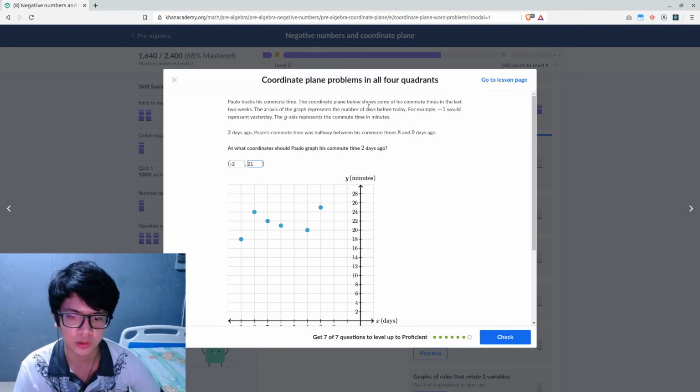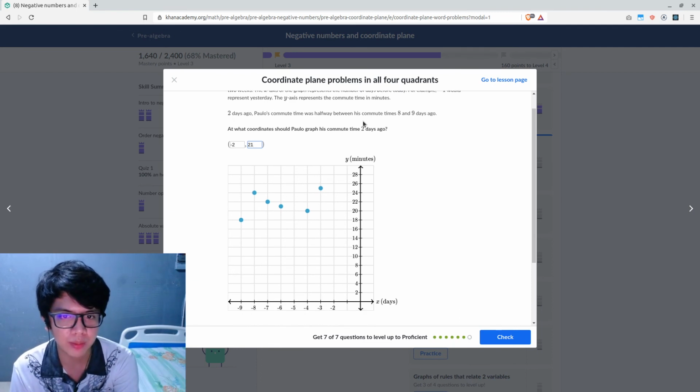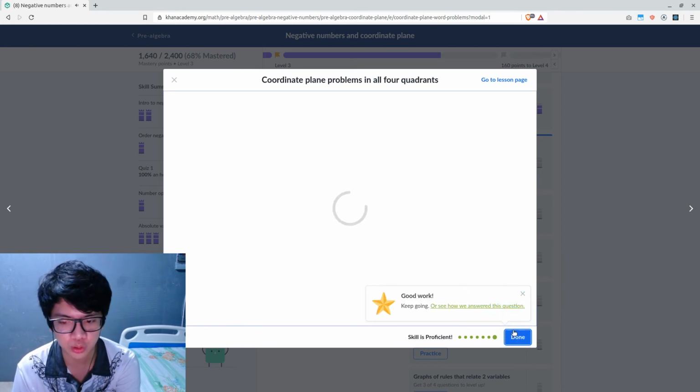Okay, let's do this again. It's the last question, right? 2 days ago, Paolo's commute time was halfway between his commute times 8 and 9 days ago. This is 9 days ago, this is 8 days ago. And 4 and 18. So halfway of that would be 23. No, not really, 21. So negative 2, 21. Nice.